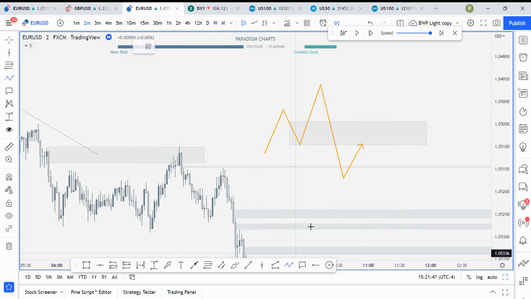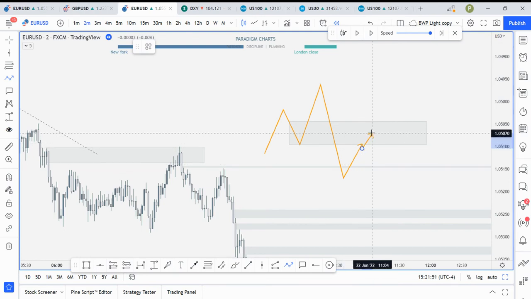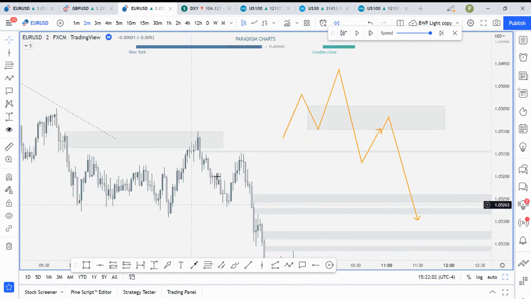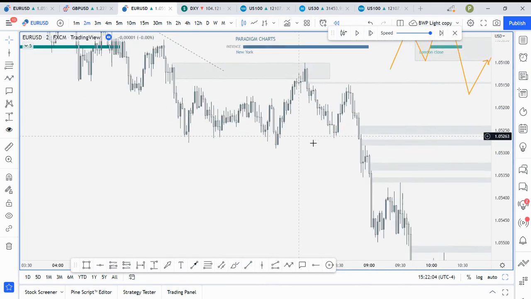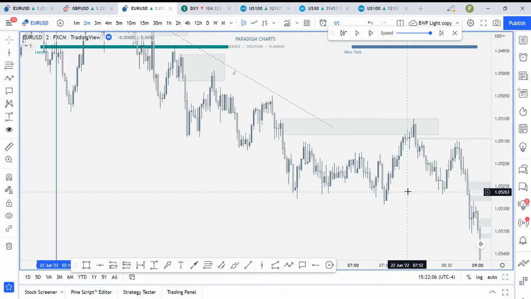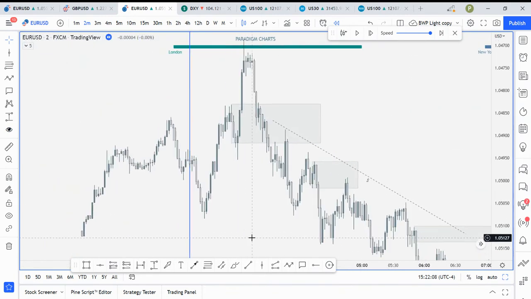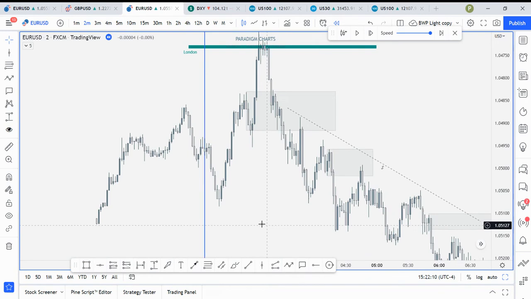So you expect that when price taps back into the breaker, you want to see a rejection from that breaker. So this is what you refer to as a breaker. Let me see if I can find some examples here. After an obvious liquidity sweep, yep, this is a good example.